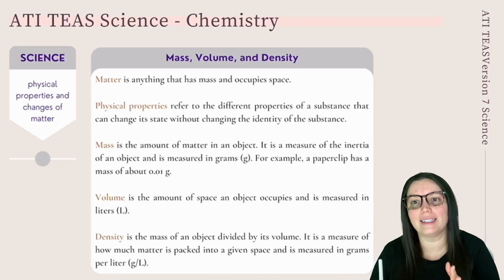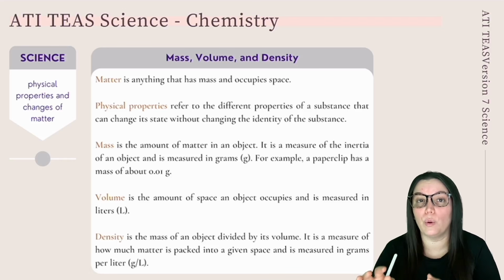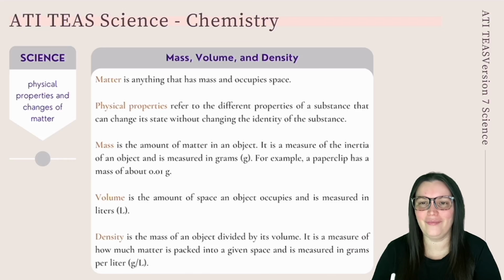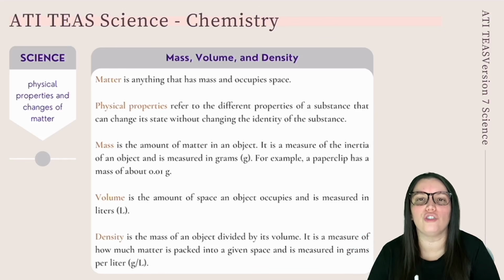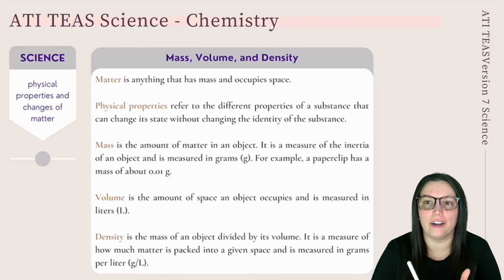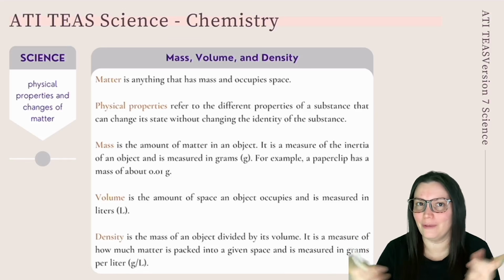So for example, mass is the amount of matter in an object. It is measured by the inertia of an object and is measured in grams. So for example, a paperclip has a mass of about 0.01 grams. Volume is the amount of space an object occupies and is usually measured in liters. And density is the mass of an object divided by its volume. It is a measure of how much matter is packed into a given space and is measured in grams per liter. See, we just kind of combined them there.